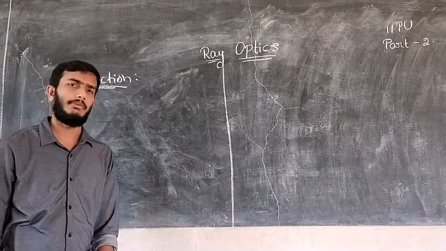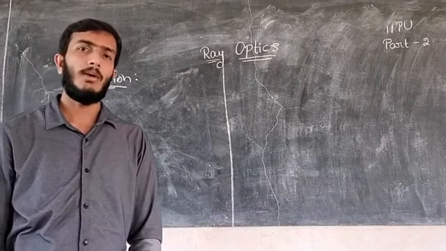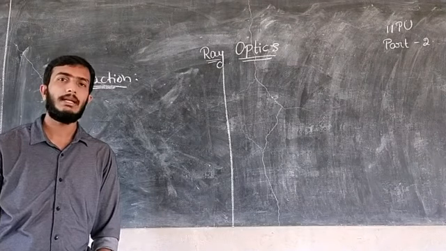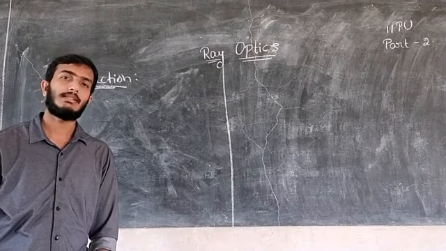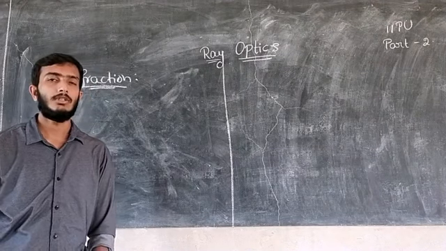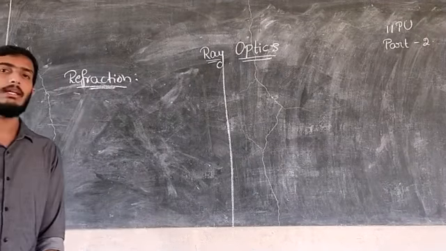So you know the reflection. Reflection means bouncing back of light. The light travels in one medium and it turns back into the same medium with a different direction. It is called reflection. So what is refraction? What is meant by refraction?